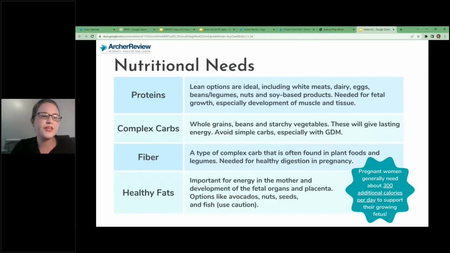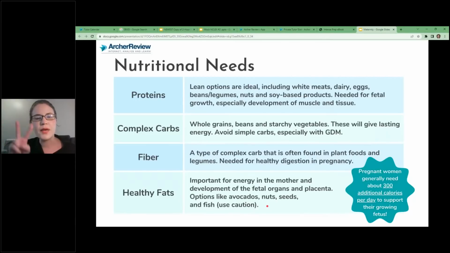And then finally, healthy fats are very important as well. This is very important for energy in the mother, and also for development of fetal organs and the placenta. So options like avocados, nuts, and seeds, all really good choices. Fish are also good, but only certain types of fish. You want to avoid fish high in mercury, especially those top of the food chain fish, the predator fish, like bigeye tuna, mackerel, marlin, swordfish, shark, tilefish. Those are a no-no in pregnancy. Those have way too much mercury, which can affect development of the fetus.